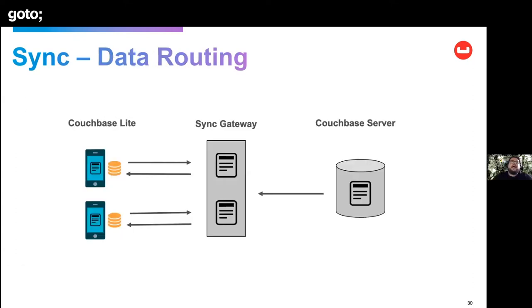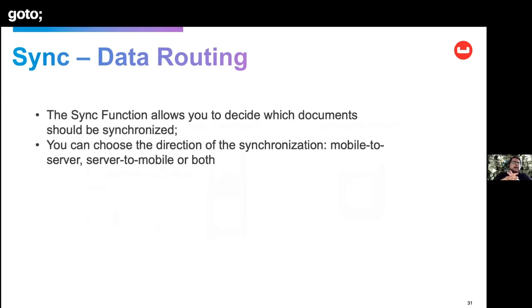You can also handle data routing in general. So let's say you only want the mobile to read data from the main Couchbase server, or you just want the mobile to write data, or you can choose the direction of the synchronization. You can also say, hey, the synchronization should be one time only. So just when the user installs the app, you will download all this data from the server, and then it will never synchronize again. Or you can say, no, this synchronization is actually continuous. So you have a lot of flexibility to decide how you want to route the data.